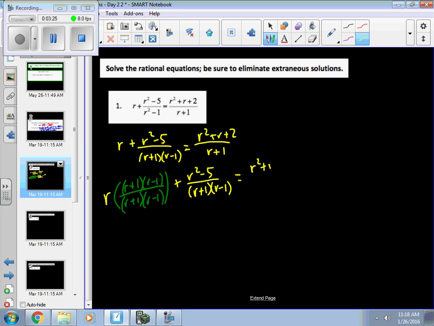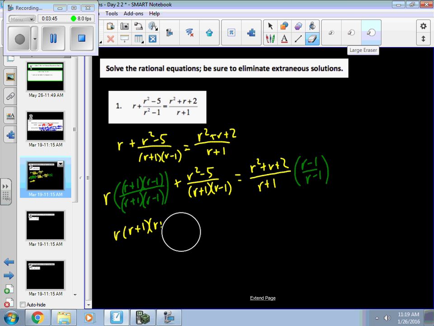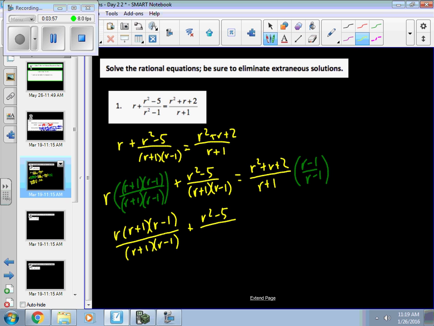Equals this over r plus 1. Now this one doesn't have the r minus 1, so we got to multiply by r minus 1 over r minus 1. And what this is going to look like now is we got r times r plus 1 times r minus 1 in the numerator. In the denominator, we got r plus 1 times r minus 1. Plus, we didn't do anything here. Equals, and then on this one, we're going to have r squared plus r plus 2 times r minus 1 all over r plus 1, r minus 1.